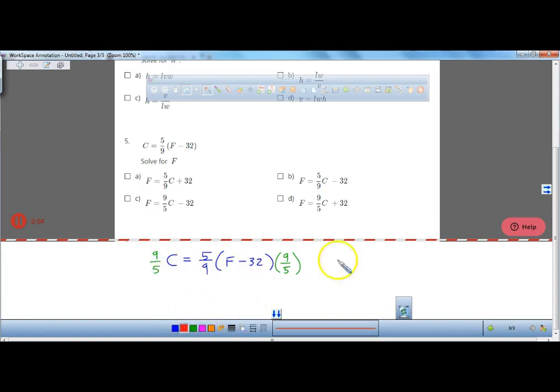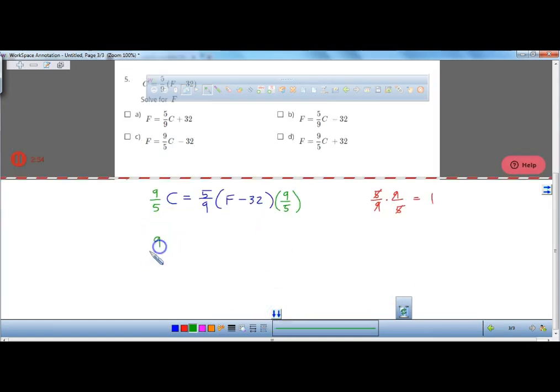And so what happens? 5/9 times 9/5 equals 1, because 45 divided by 45 is 1. These cancel out, and these cancel out. That's 5 multiplied by the reciprocals. Let's see what we have left. We have 9/5 times C equals, now this 5 cancels out this 5, and this 9 cancels out this 9. So look what we have left. We have F minus 32.